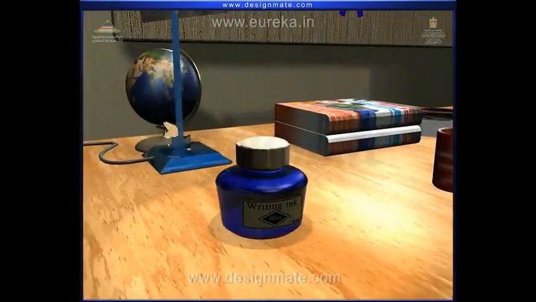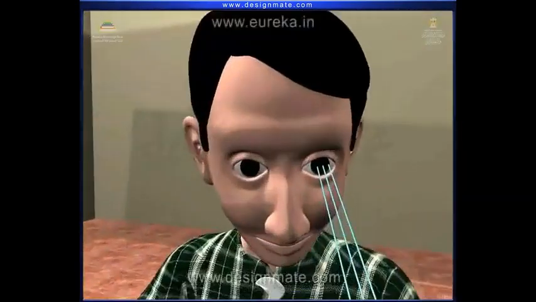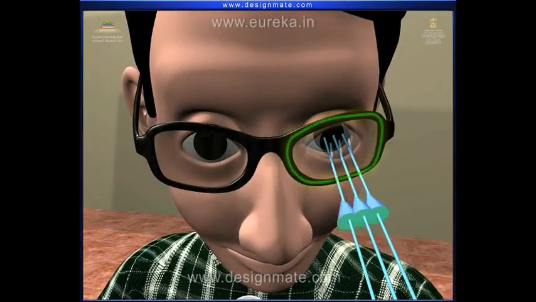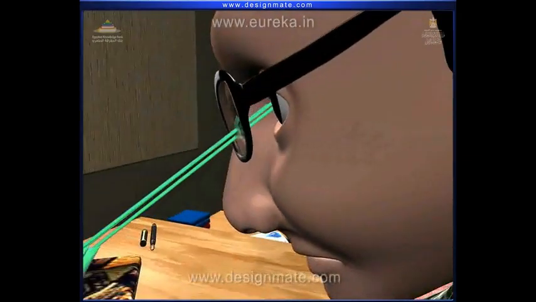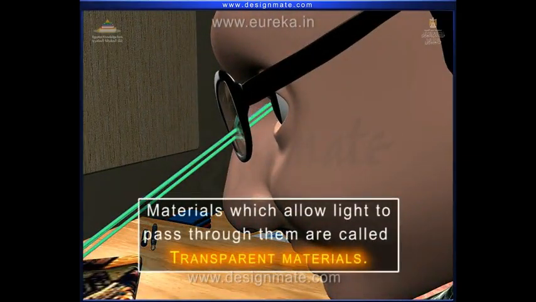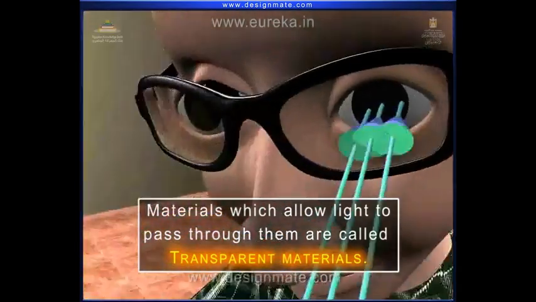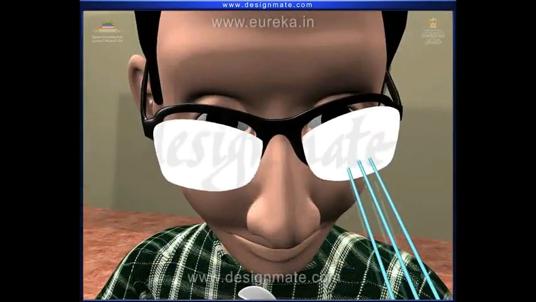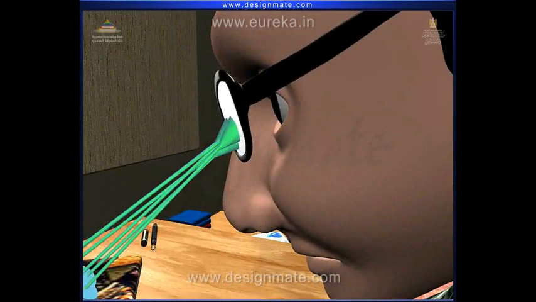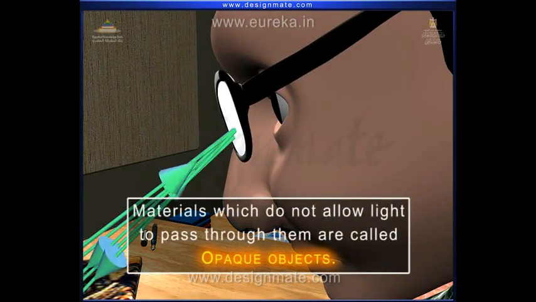We see an object when light from that object reaches your eyes. Spectacles consist of a material which allows the light to pass through them and reach your eyes. Such materials, which allow light to pass through them, are called transparent materials. But when we replace glass with paper, it does not allow the light to pass through and reach your eyes. Such materials, which do not allow light to pass through them, are called opaque objects.